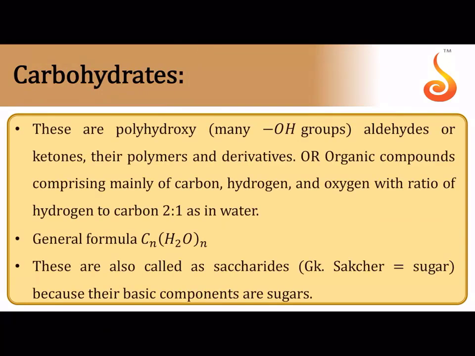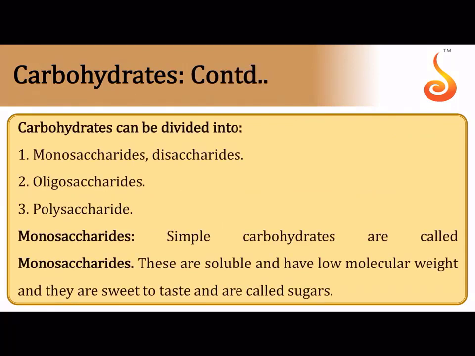Now moving on to carbohydrates. Carbohydrates have a lot of OH groups, that's why they are called carbohydrates. The general formula of carbohydrate is CnH2nOn. These are called saccharides, they are called sugars.